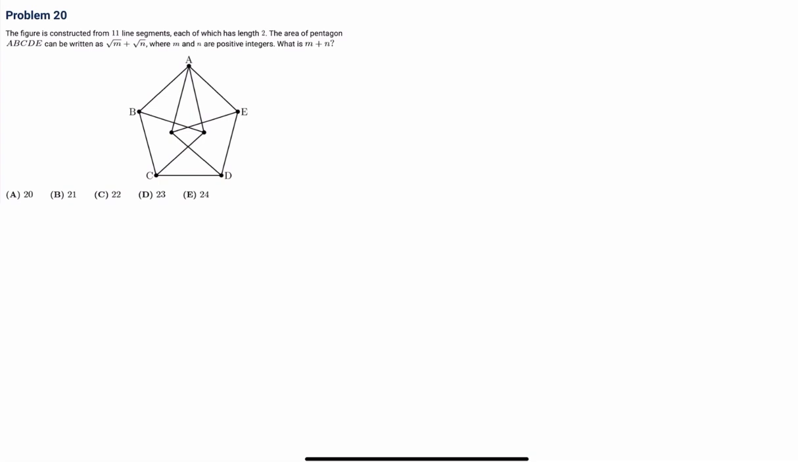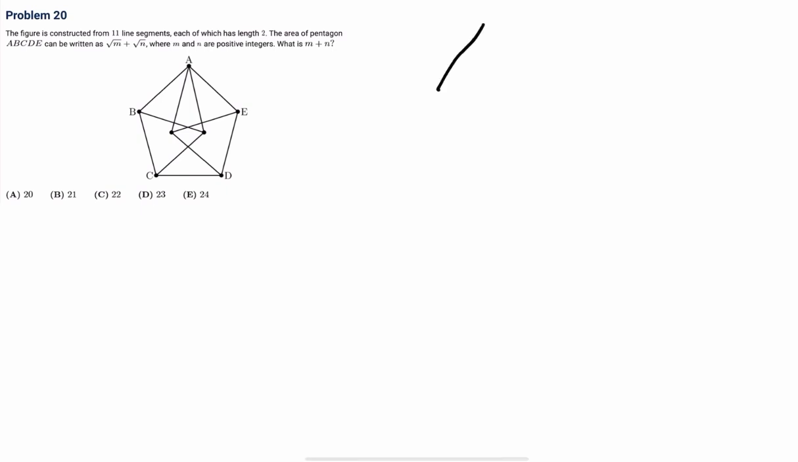So the problem asks: the figure is constructed from 11 line segments, each of which has length 2. The area of pentagon ABCD can be written as the square root of m plus the square root of n, where m and n are positive integers. What is the value of m plus n? Is it A, 20, B, 21, C, 22, D, 23, or E, 24?